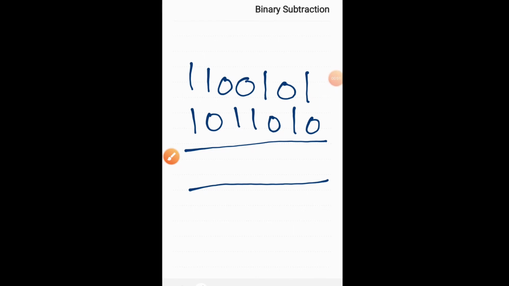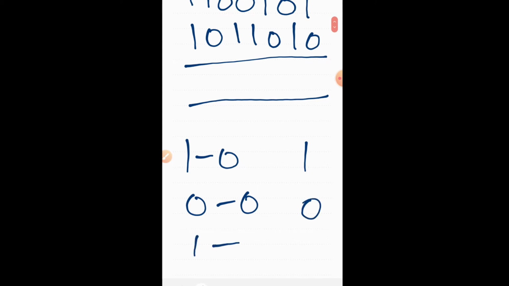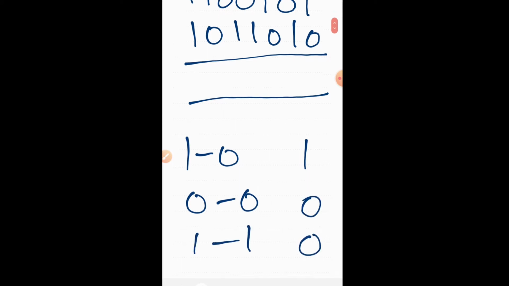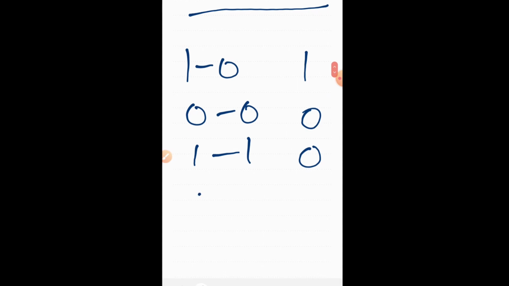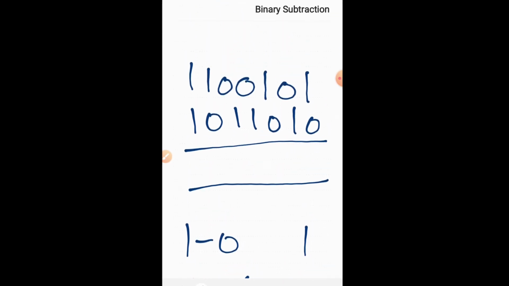Let's begin with binary subtraction, and let's recall the rules of subtraction. As we know, 1 minus 0 is 1, 0 minus 0 is 0, 1 minus 1 is 0, and definitely the odd one out, 0 minus 1 is 1. This we need to remember: 0 minus 1 is also 1, but this happens by borrowing 1 from the previous number.